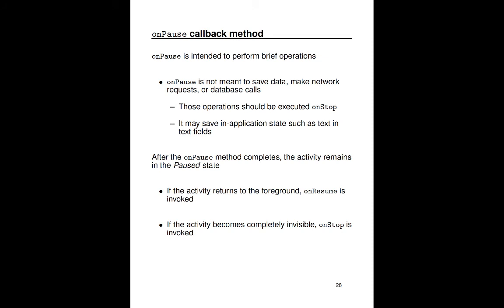Again, the onPause method is only meant to perform a handful of operations. It should not do big, potentially expensive things like save data, make network requests, call the database, stuff like that. That functionality should be done in the onStop method that we'll talk about shortly. However, onPause is a perfectly good place to save in-application state, such as text that's been entered into text fields, anything you want to be restored and want the user to see again when it returns to the visible state after being paused. An activity in the pause state may return to the foreground and onResume will be invoked, or it might become completely invisible and onStop is invoked.